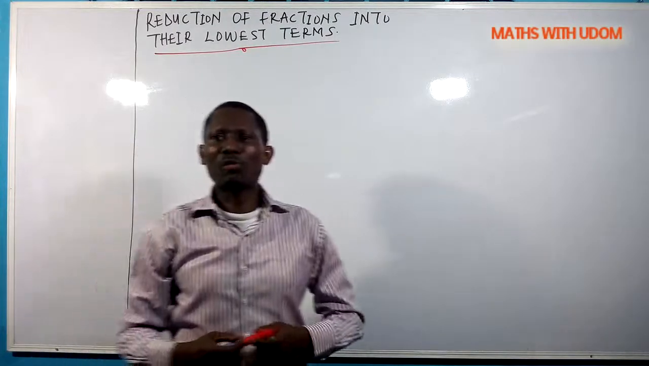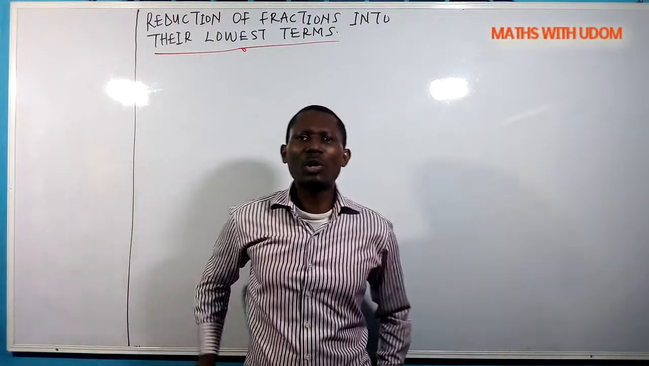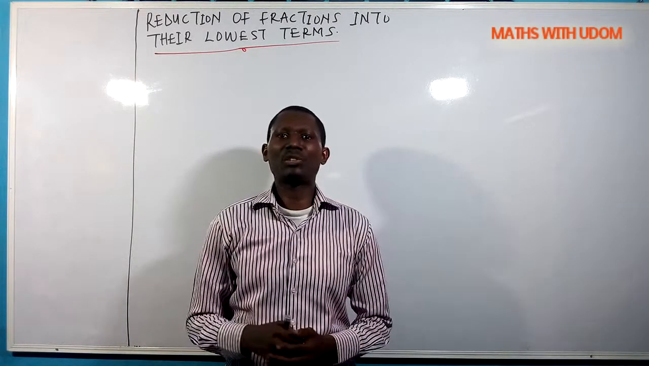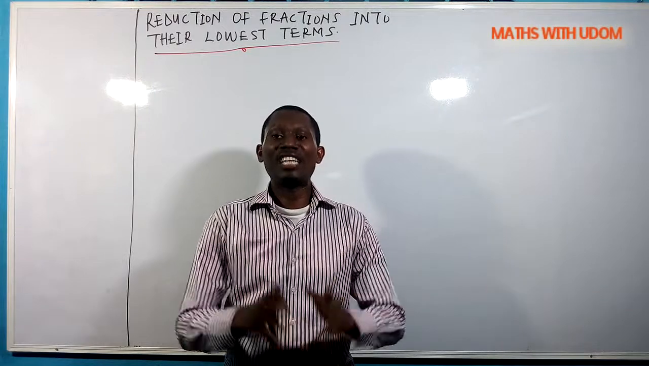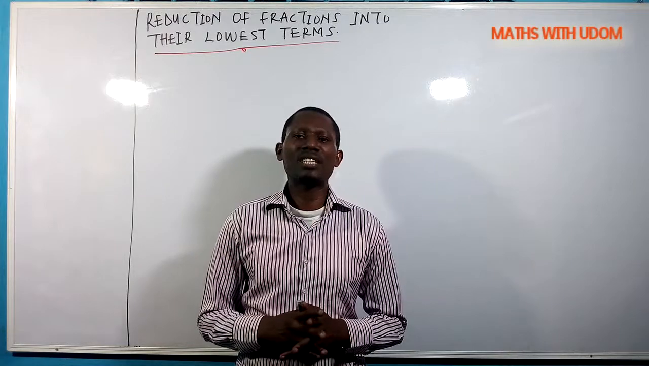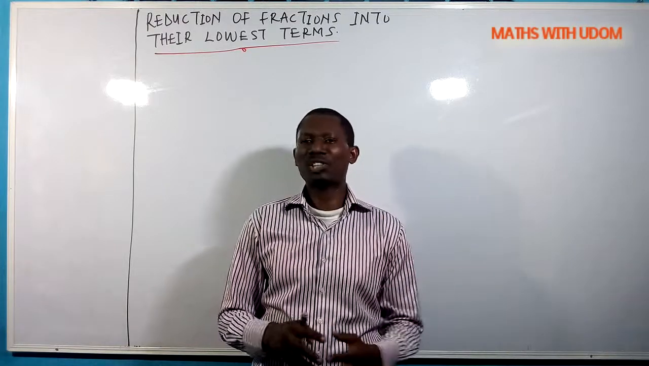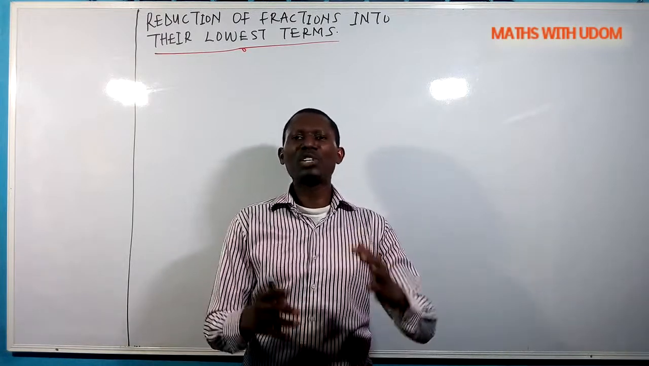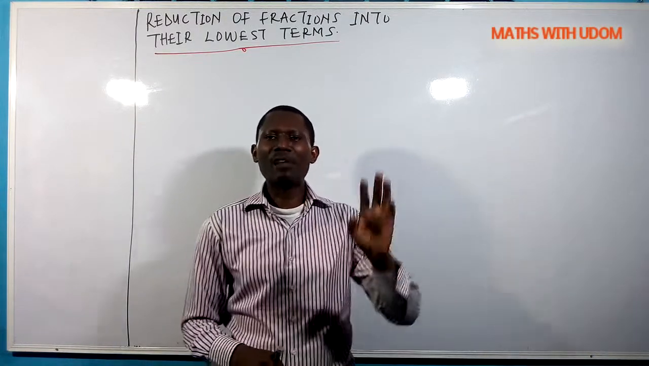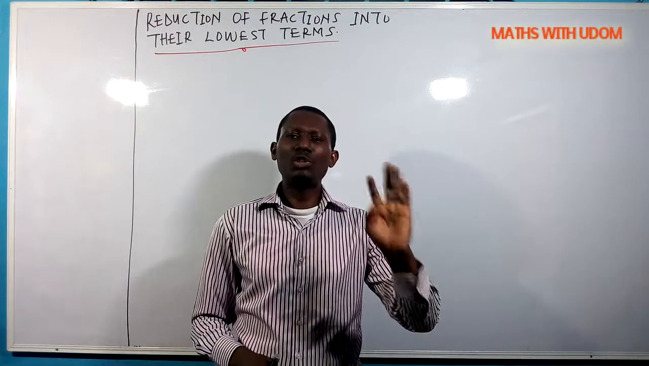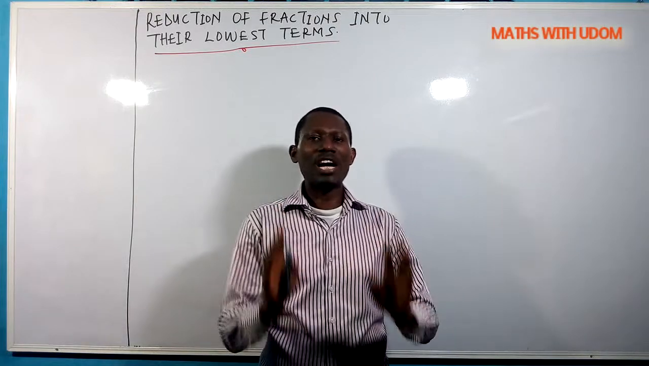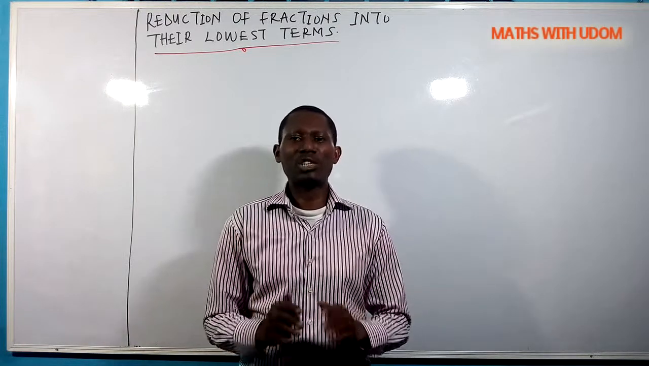When we talk about reduction of fractions into their lowest terms, we are talking about reduction of improper fractions into proper fractions. That's another way of saying that. How to reduce an improper fraction to a proper fraction. And we have two methods we can use to solve this problem: the inspection method, and the prime factorization method.